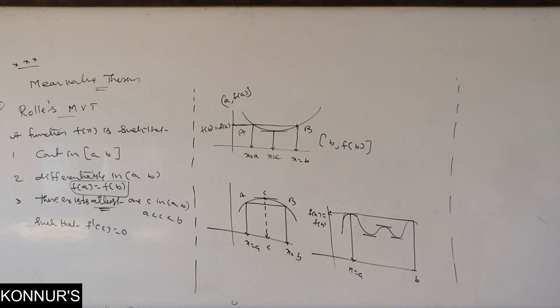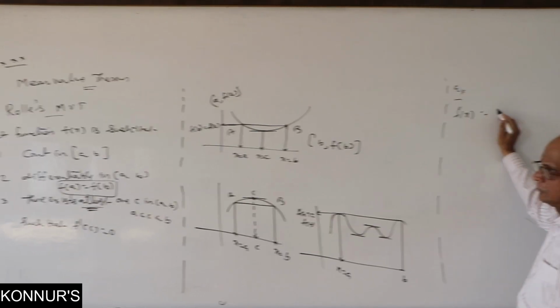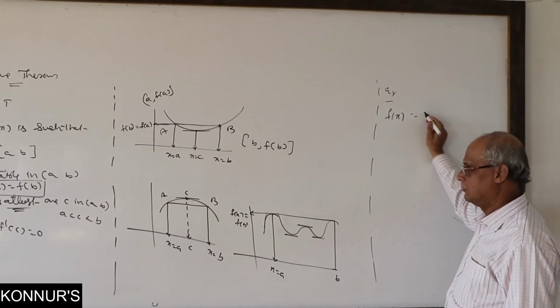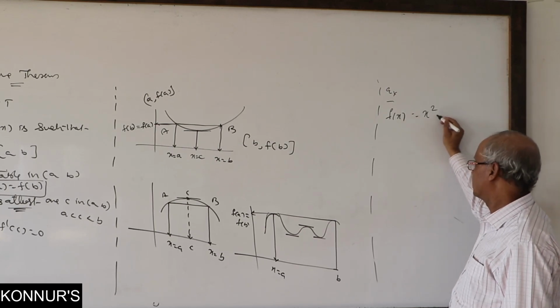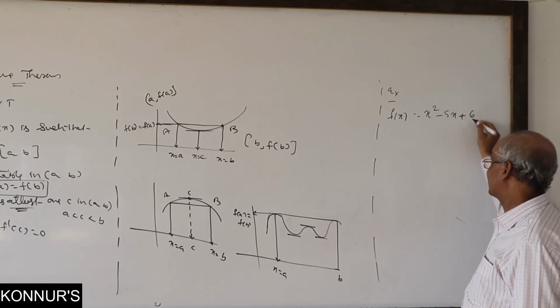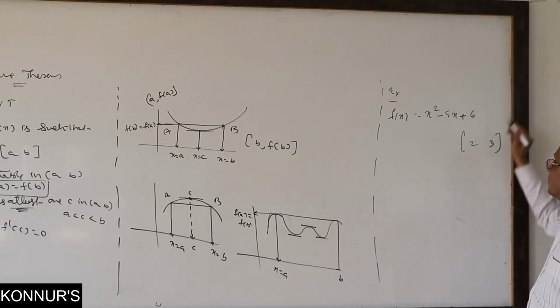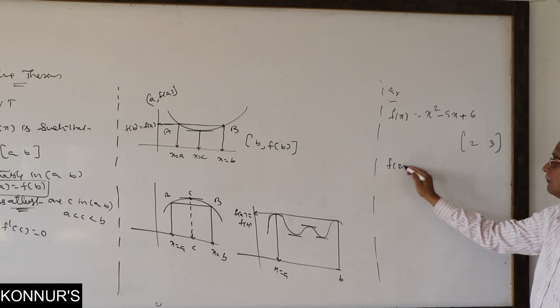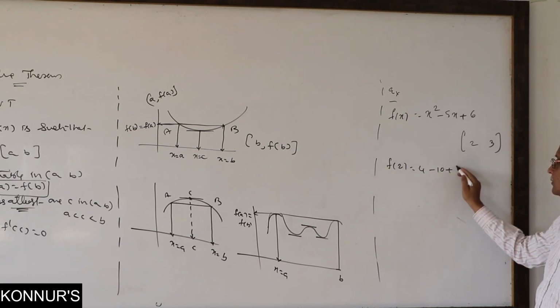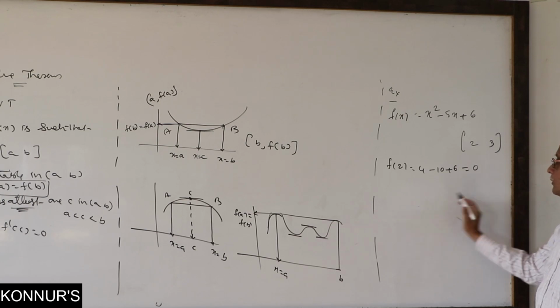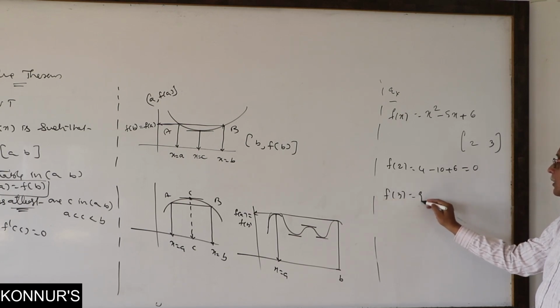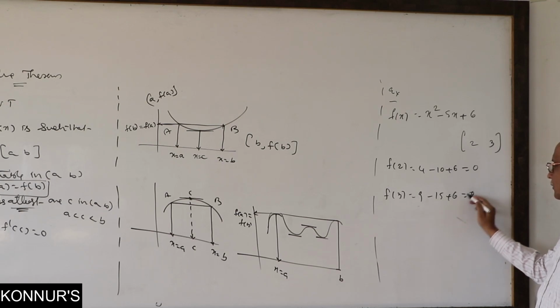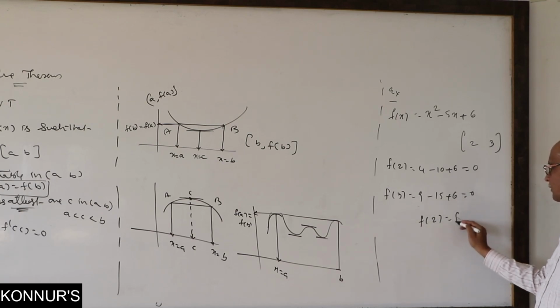So, consider one example. The example I will write here is for Rolle's mean value theorem: x square minus 5x plus 6, interval given is 2, 3. What is f of 2? 4, 10, 6, 0. f of 3? 9, 15, 6, 0. What is implied? f of a equal to f of b?